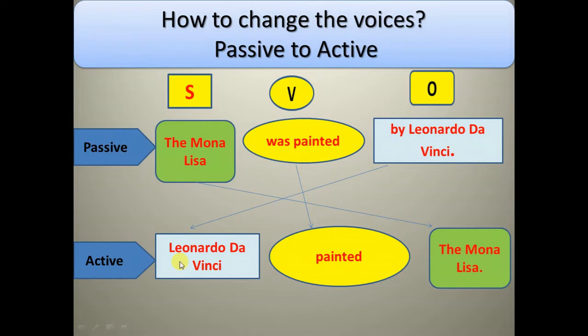Now, Leonardo da Vinci painted. So this verb is in the passive form. We only take the painted, like here. So we omit the was because this is the part of the passive form. So we take only painted. Leonardo da Vinci painted the Mona Lisa.